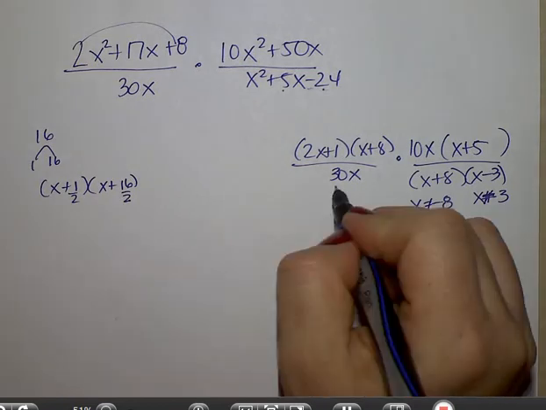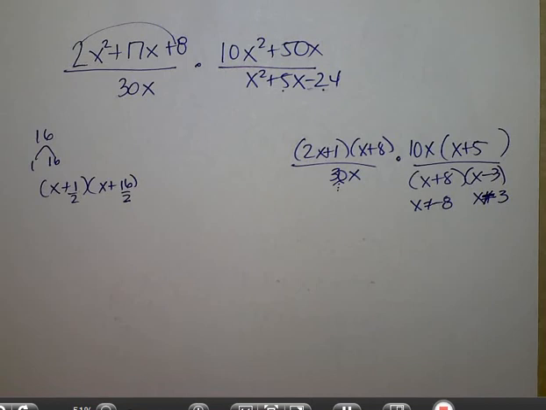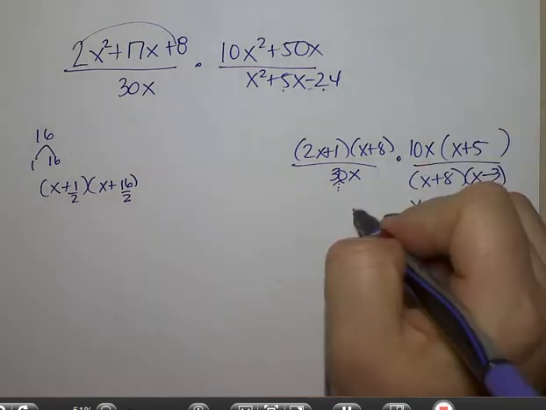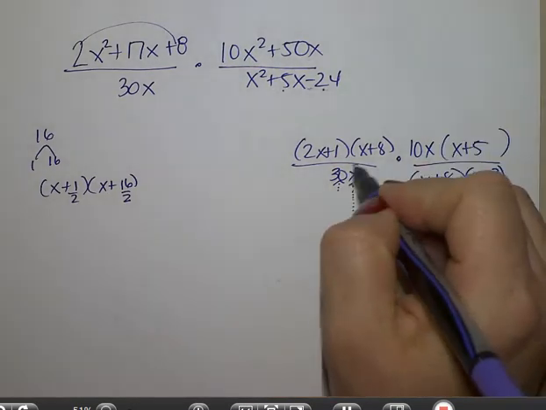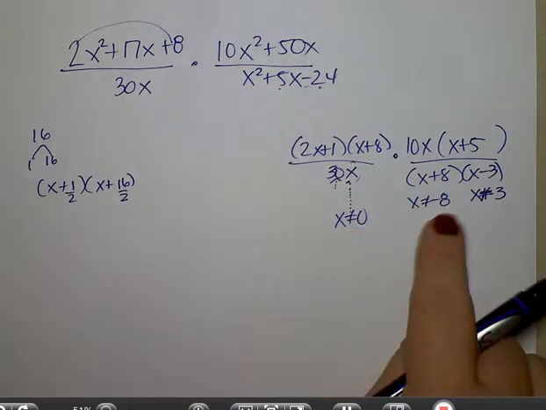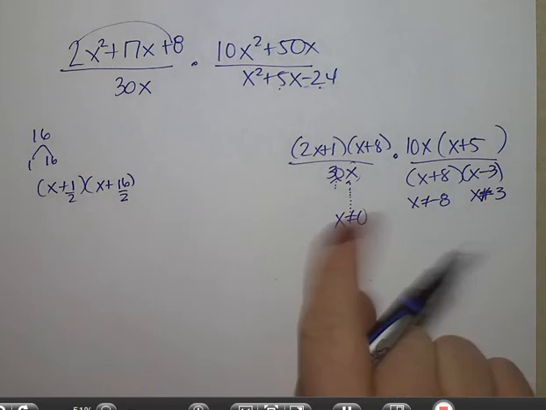And if you just have a number here, a number by itself, a constant, it is not going to result in an excluded value. But what's the only number I can plug in for x that makes this portion 0? 0. Here are my three excluded values: 3, negative 8, and 0.